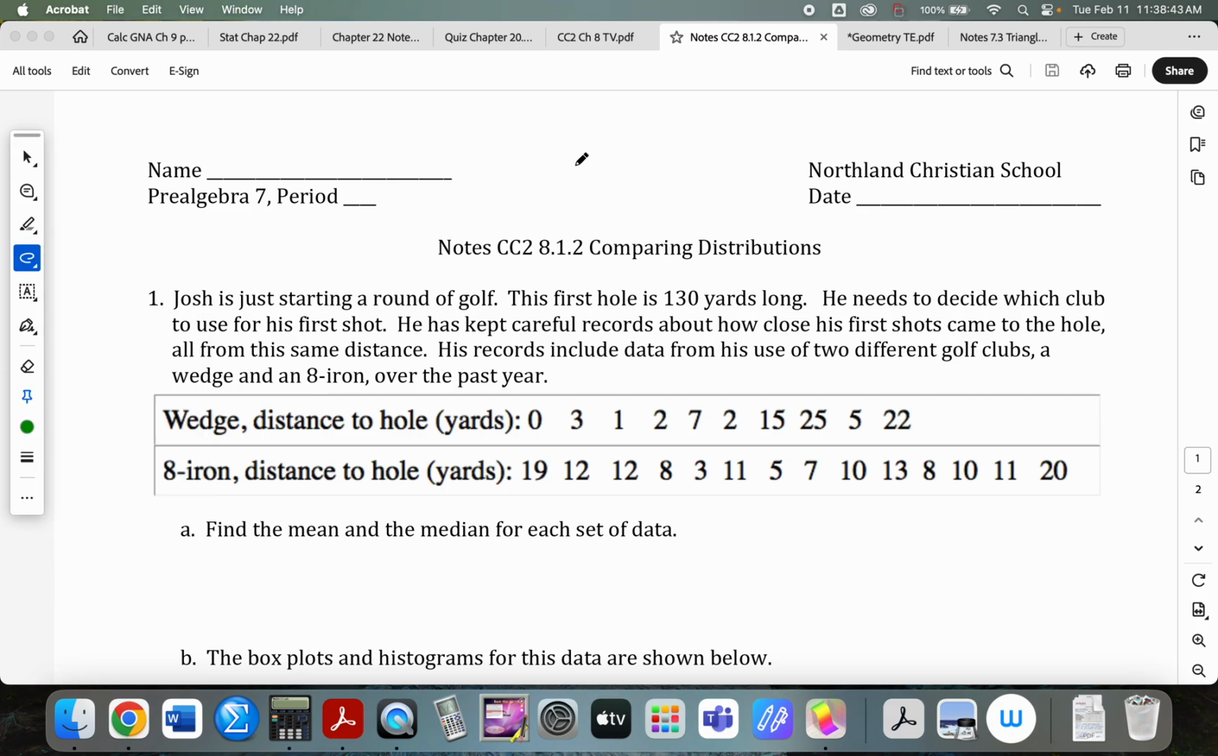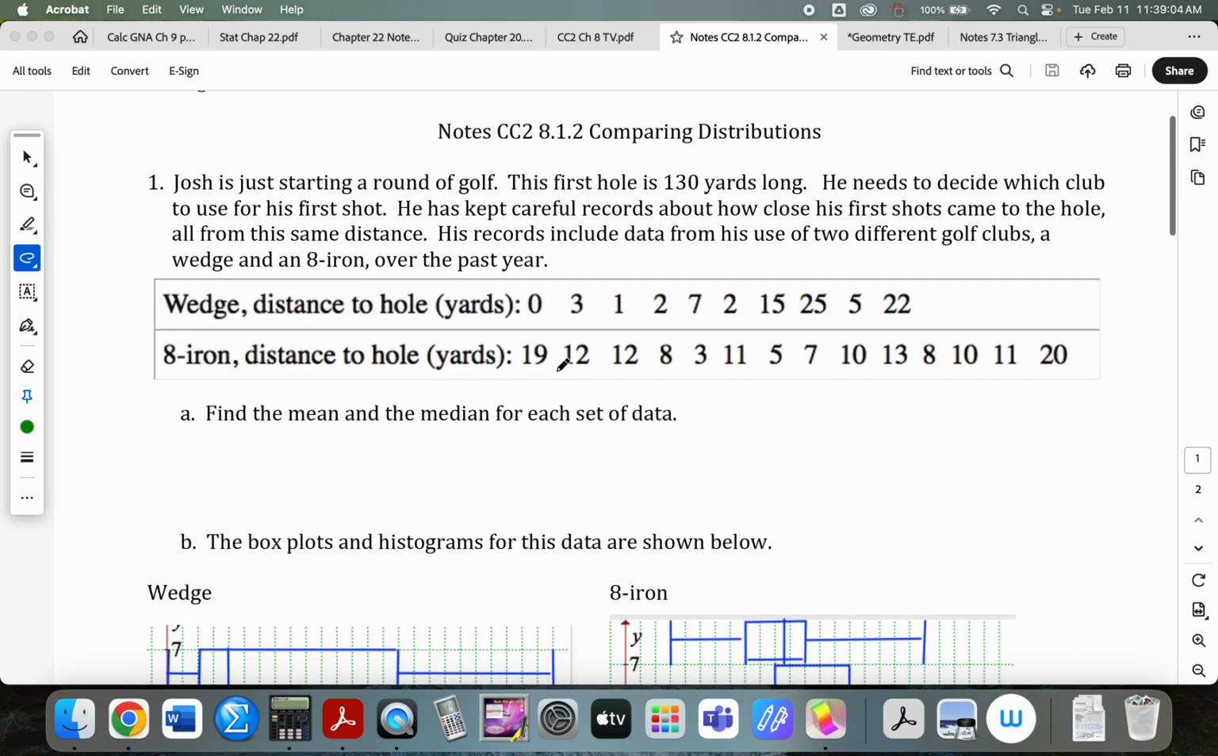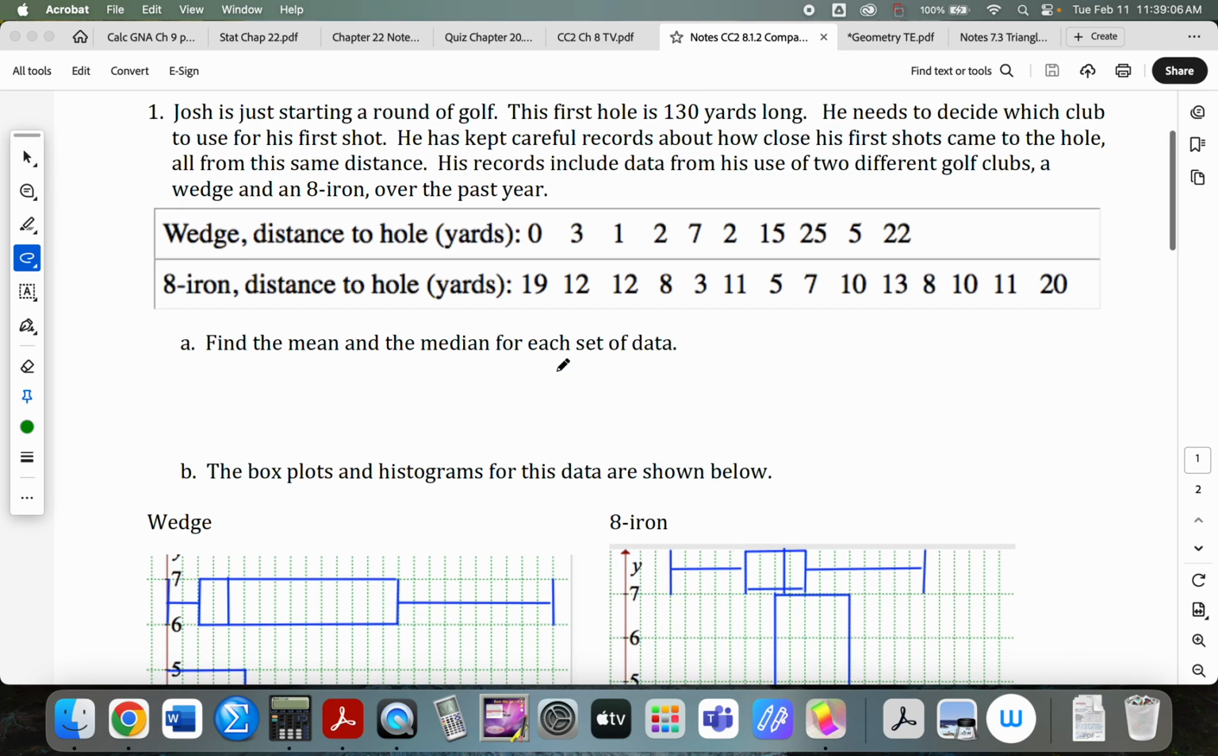Today we're going to look at comparing two distributions. So we've been looking at histograms and box plots in order to look at a single distribution. But one of the things that we often want to do is look at two different distributions and be able to make comparisons. So in this example, Josh is just starting a round of golf.